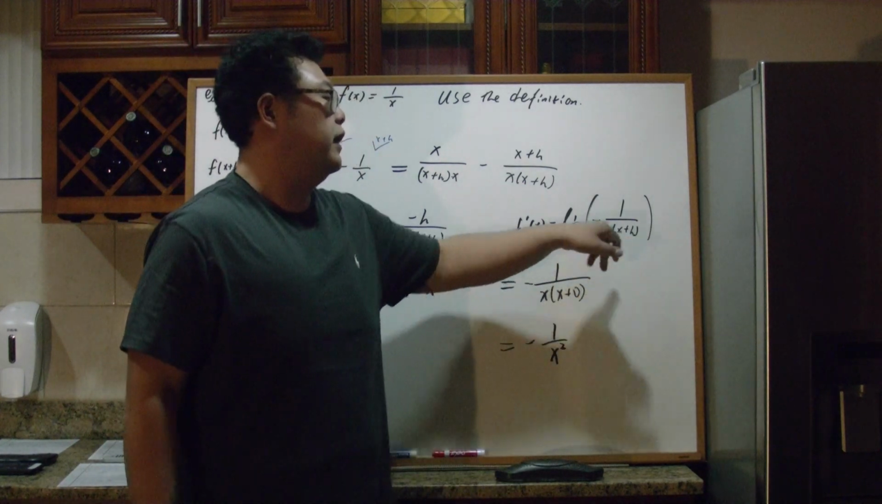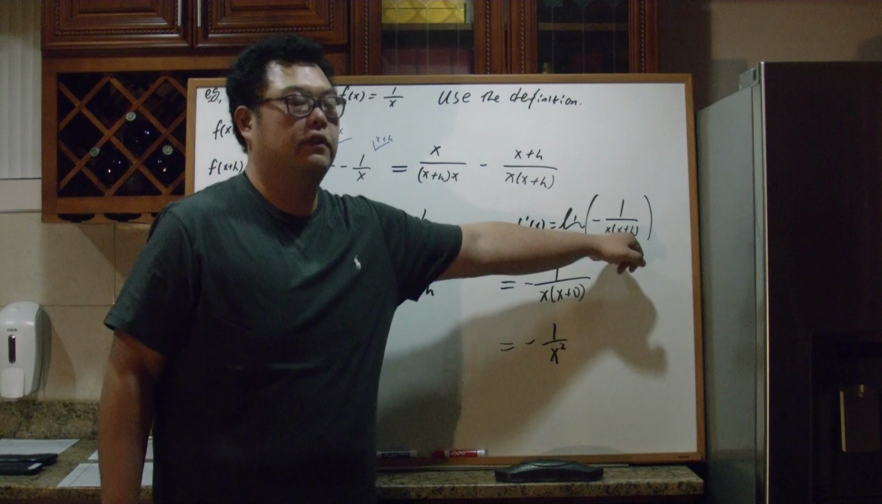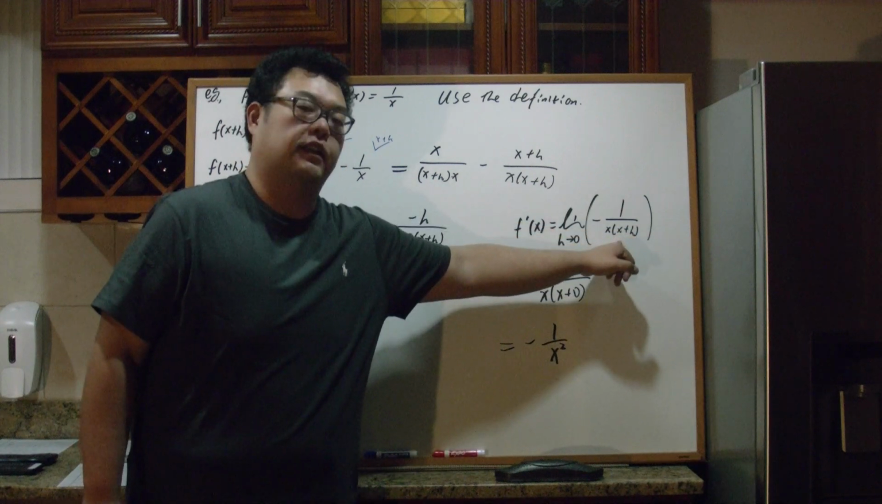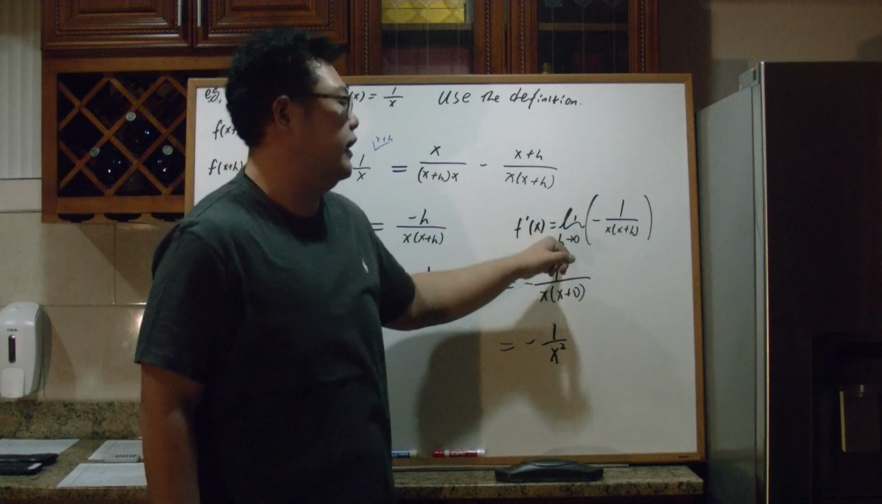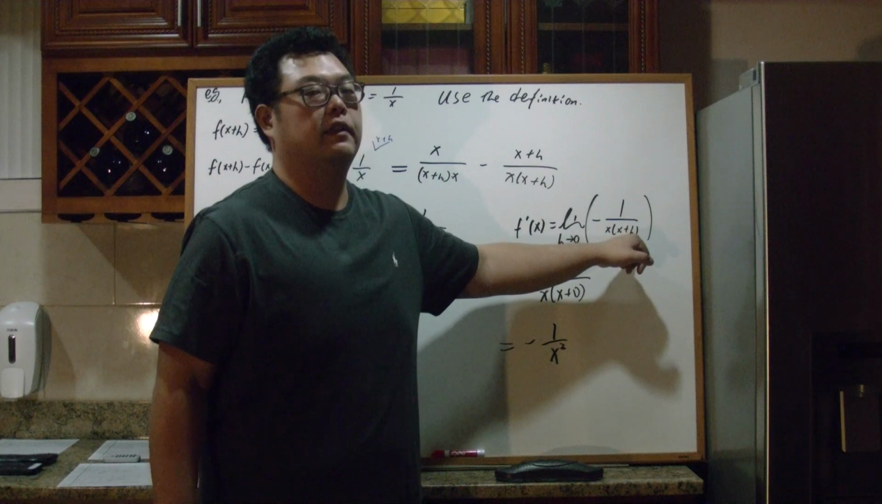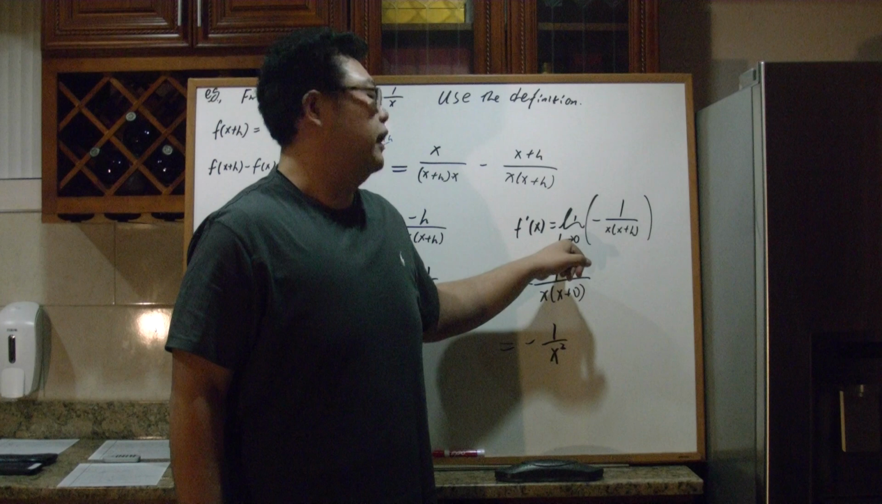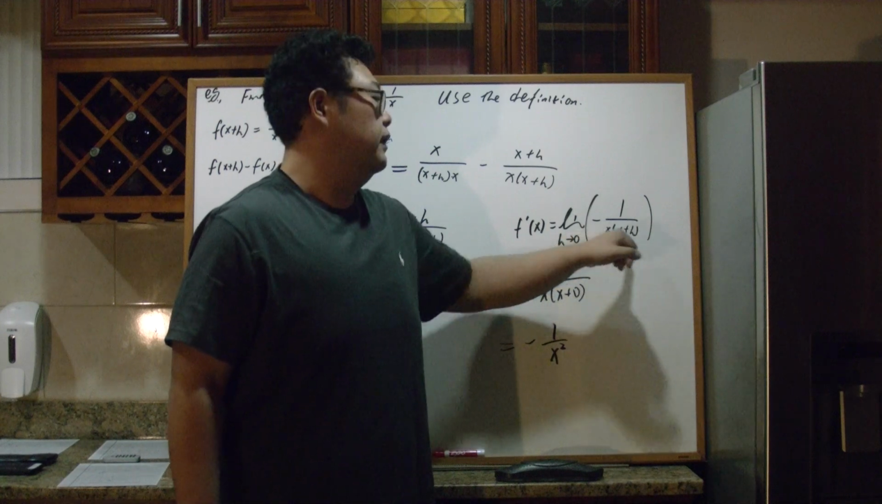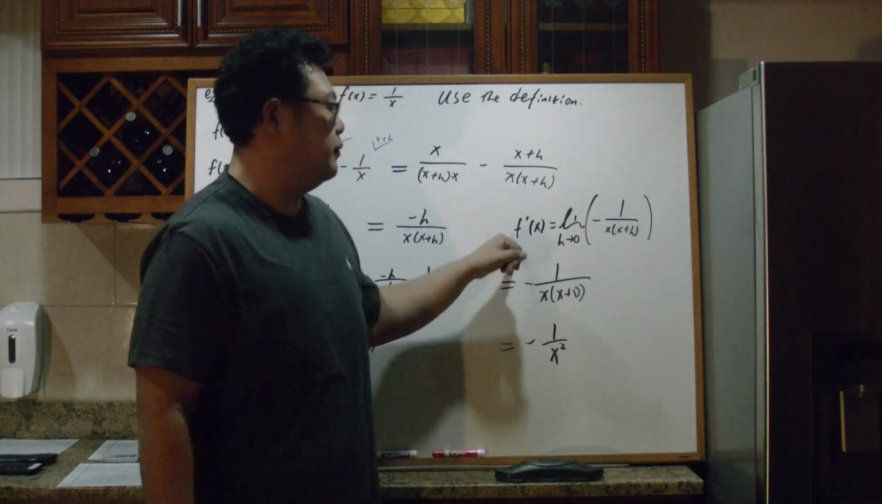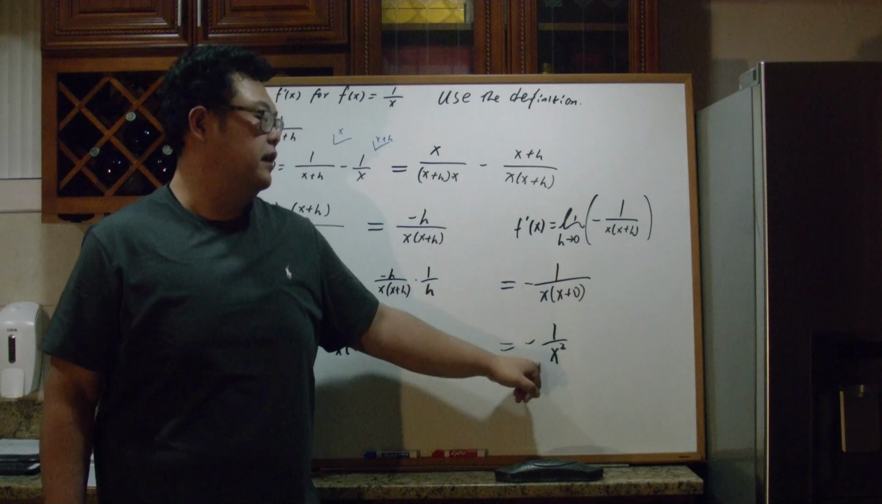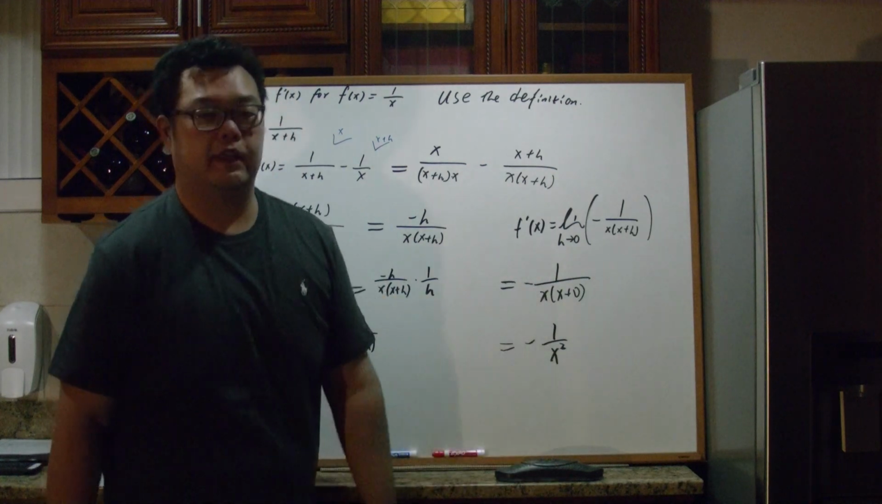For the variable here, just h is the variable. x is x, basically. x is not the variable; only h is the variable of the limit we take. When h goes to 0, we get the expression of f prime of x as the function negative 1 over x squared.